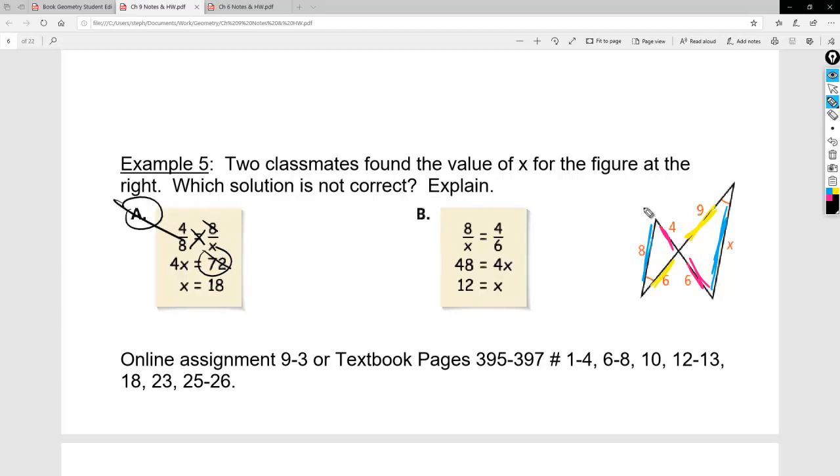Let's check B. So they say that 8 is to x as 4 is to 6. So that looks fine to me. They cross multiply. 4x is equal to 48. Divide to get 12. So that looks great.